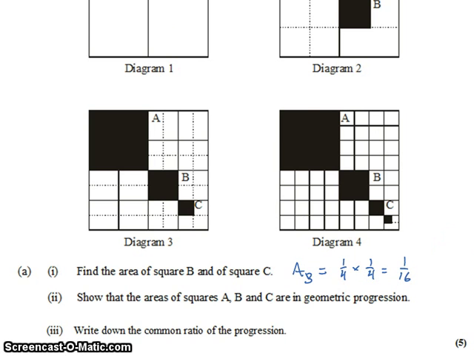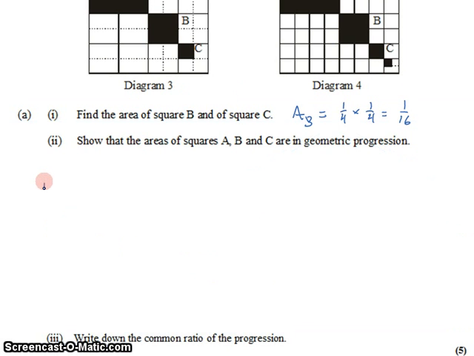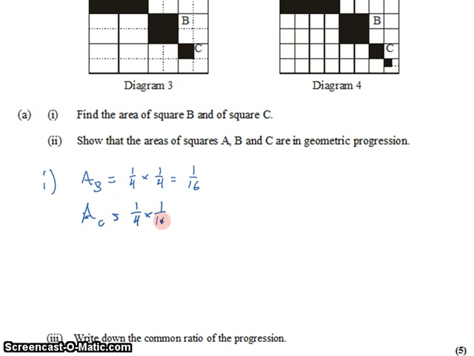For square C, let's make some room over here. So for part I, that's the area of square B. Now we want the area of square C. Well, this is a 1/16, so this is 1/4 of a 1/16. That's 1/64.